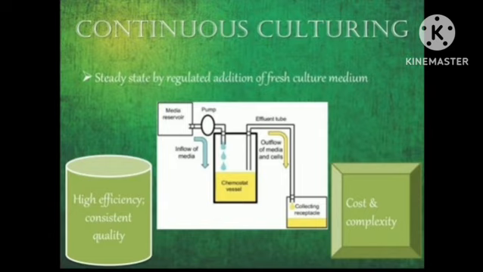Continuous culture is maintaining a culture in a steady state by the regulated addition of fresh culture medium. How it works, from the diagram: the media reservoir, where fresh medium is pumped in by a pump. Second, the chemostat vessel, the culture tank where algae grow. An inflow of media, fresh nutrients come in continuously. Outflow of media and cells, an equal amount of old culture plus cells flows out through the cell effluent tube. And the collecting receptacle, where the harvested algae is collected.